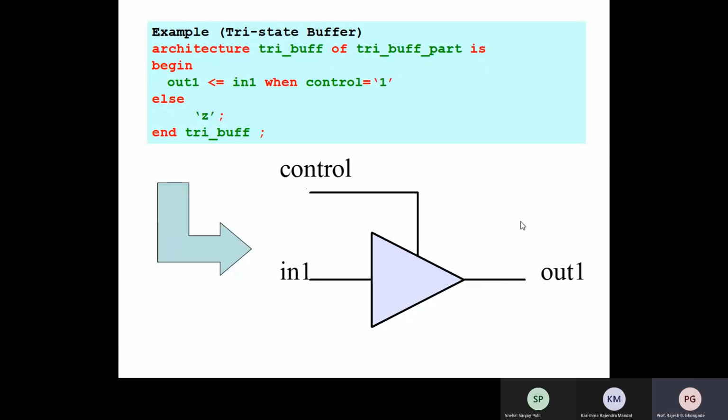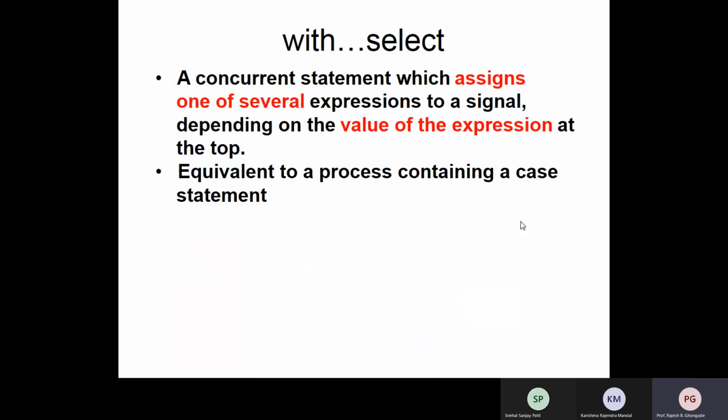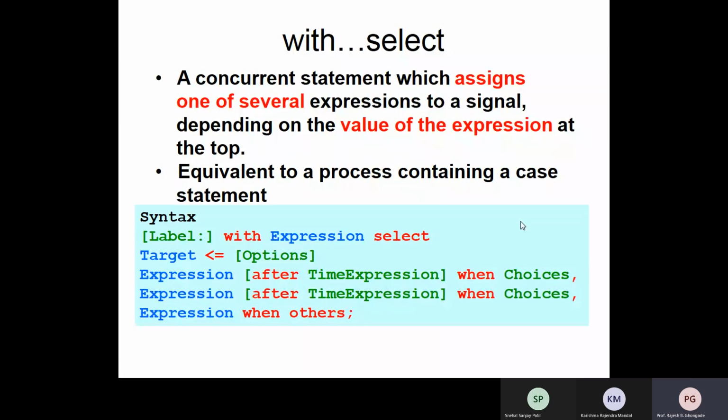Have you understood the function of tri-state buffer and how it is written? Yes, sir. Okay. Next is the with select. It is again a concurrent statement which assigns one of several expressions to a signal depending on the value of the expression at the top. And this is equivalent to a case statement or a switch statement in C language. Very similar to that.